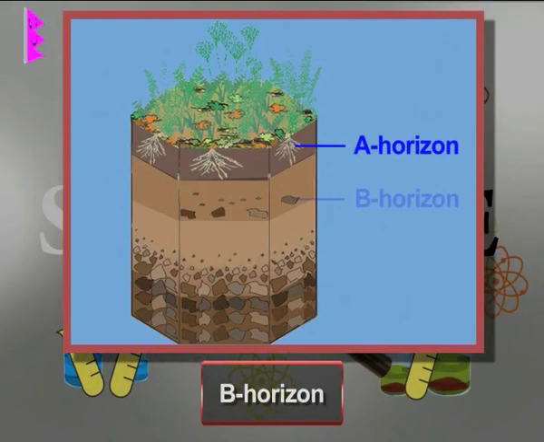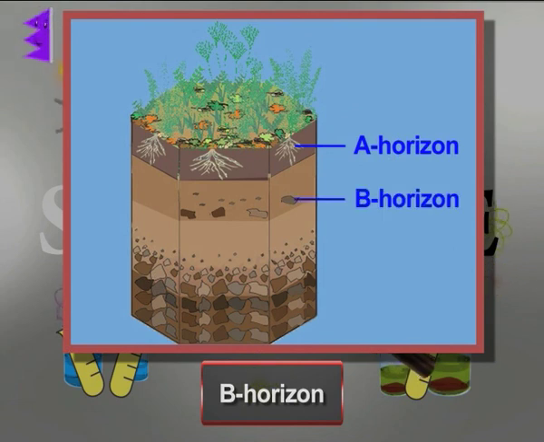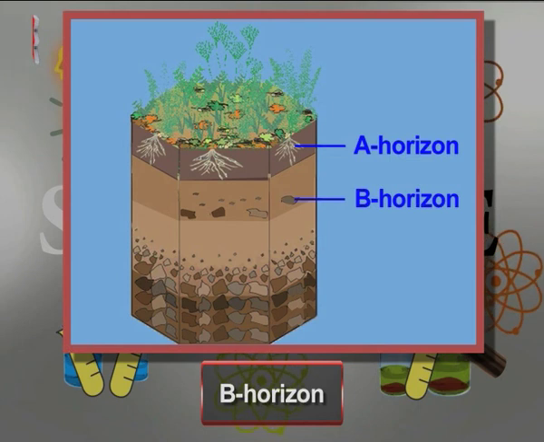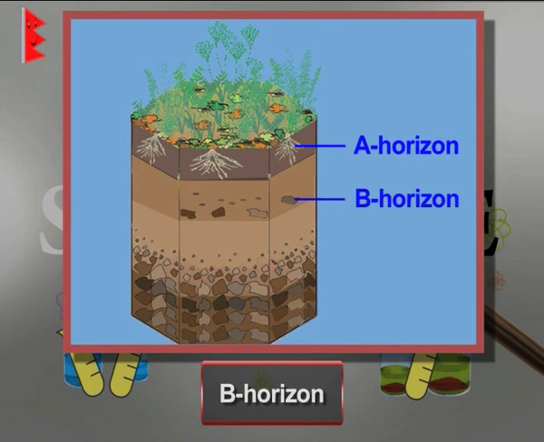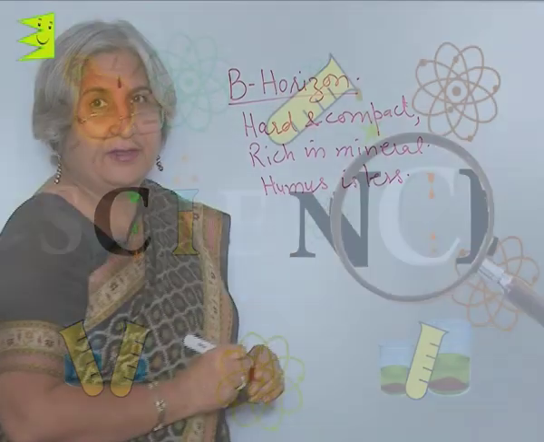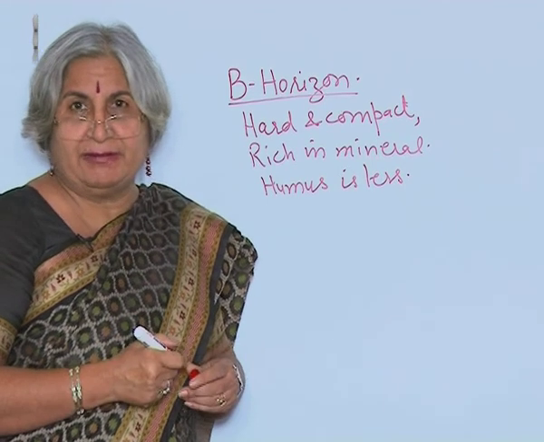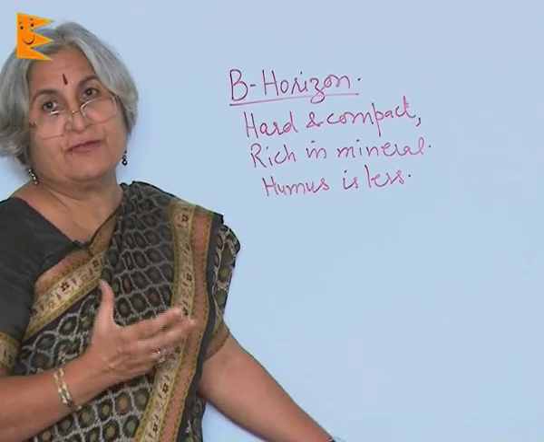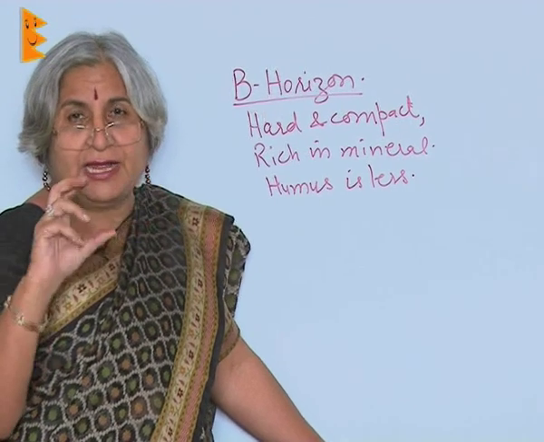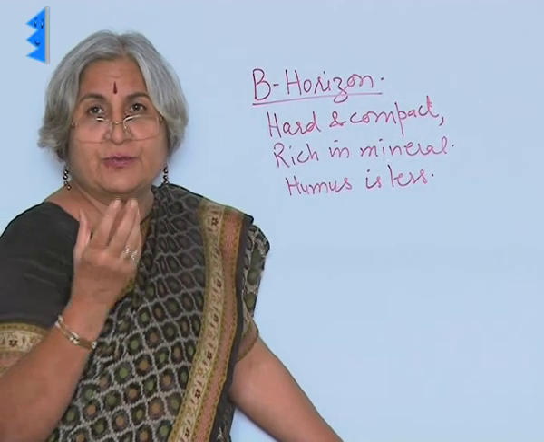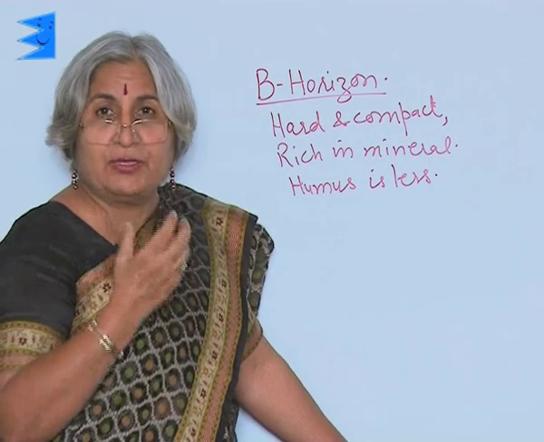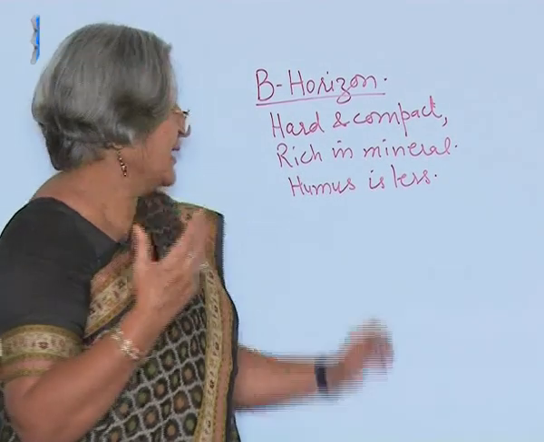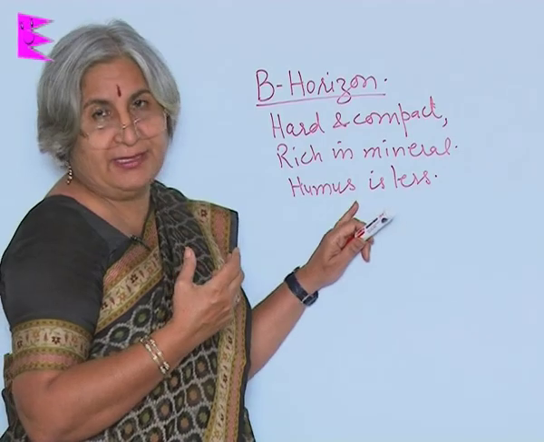Next layer is called B horizon. If we compare B horizon with A horizon, what we find is it is hard and compact. It is rich in minerals, but humus is less. So, it is good because it provides minerals, but it does not have so much of humus. In the A horizon, there are roots of the smaller plants, but the roots of the larger plants, especially trees, even reach up to B horizon.